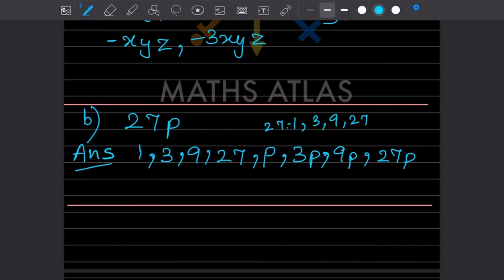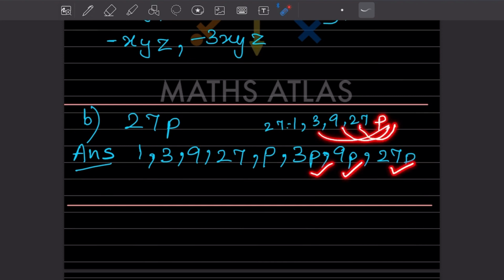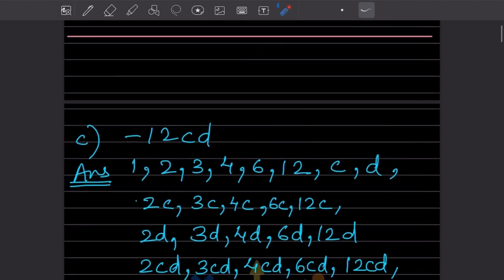Okay, so now look at here. So what are we going to consider? P is of course over here, that 3 into p, that is 3p. 9 into p, that is 9p, 27 into p, that is 27p. And this p alone, of course, we have to write this p alone. Okay, is that clear? Okay, that is for 1. Okay, 1 into p is that p.